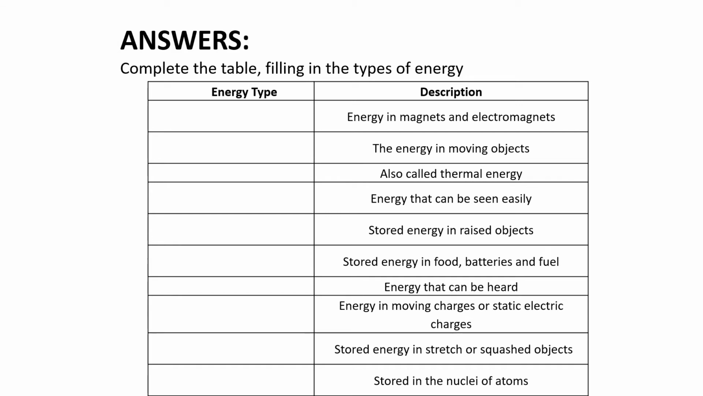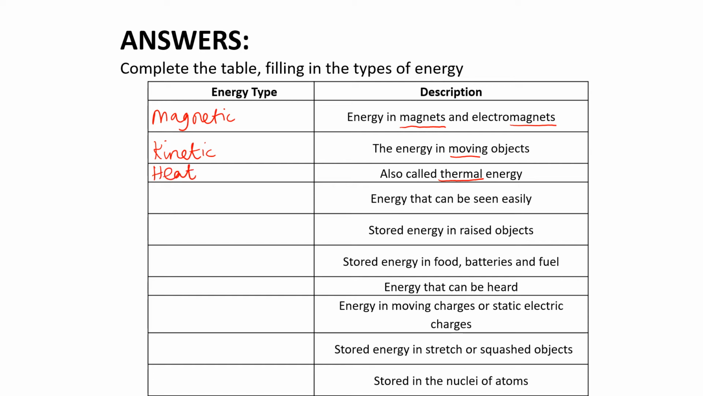Okay, let's go through the answers for that one then. So first of all, the energy in magnets and electromagnets. Well, we've got a bit of a clue here. We've got magnets and electromagnets, so that is magnetic energy. The energy in moving objects, well, movement energy we looked at before was kinetic. Also called thermal energy. Well, anything that has "therm" in it, that's a prefix like we've talked about before. Therm means heat.